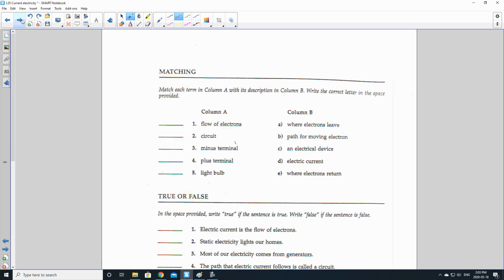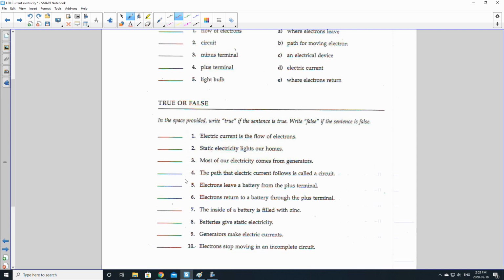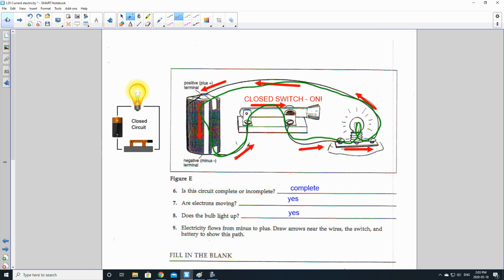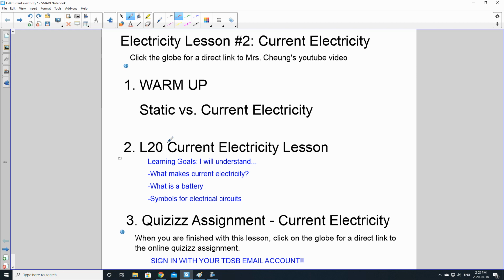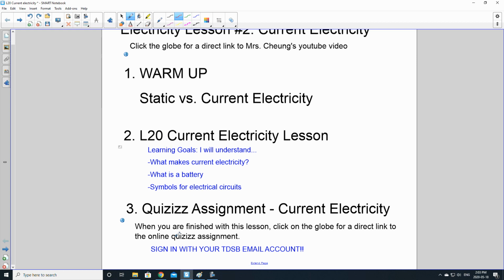Okay, so I hope you were able to finish that off, okay? And then feel free again just to practice these on your own. You can either do them just verbally or you can just write them down as your answers, okay? And then that's going to be really good practice for the online quizzes assignment, okay? So feel free to review the lesson a little bit more, and then when you're finished reviewing, remember to sign in with your TDSB email account. And you can click on the globe right here on the PDF. That's the attached PDF. You can click right there, or you can sign into Google Classroom, and the online quizzes assignment is also posted there as well.